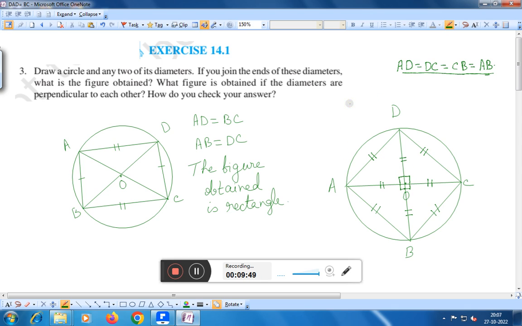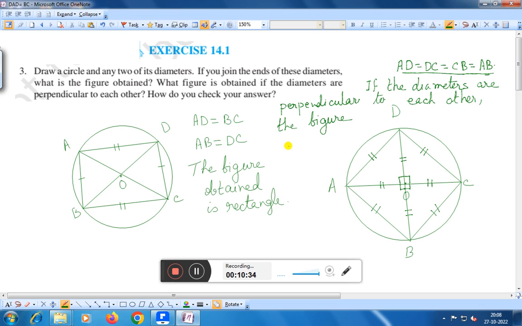Therefore, we can say that if the diameters are perpendicular to each other, the figure obtained is a square.